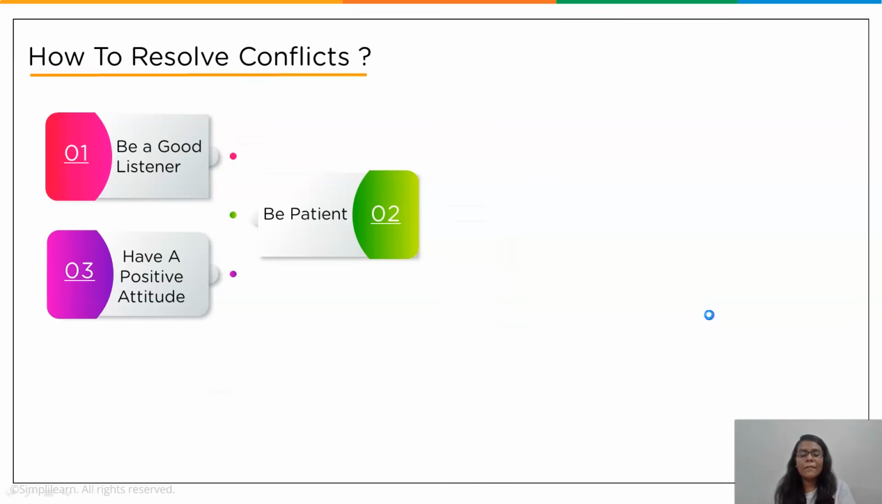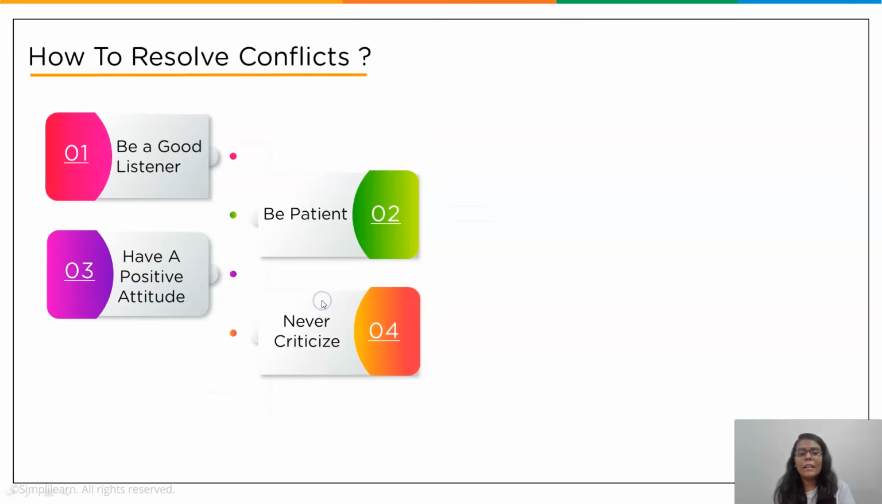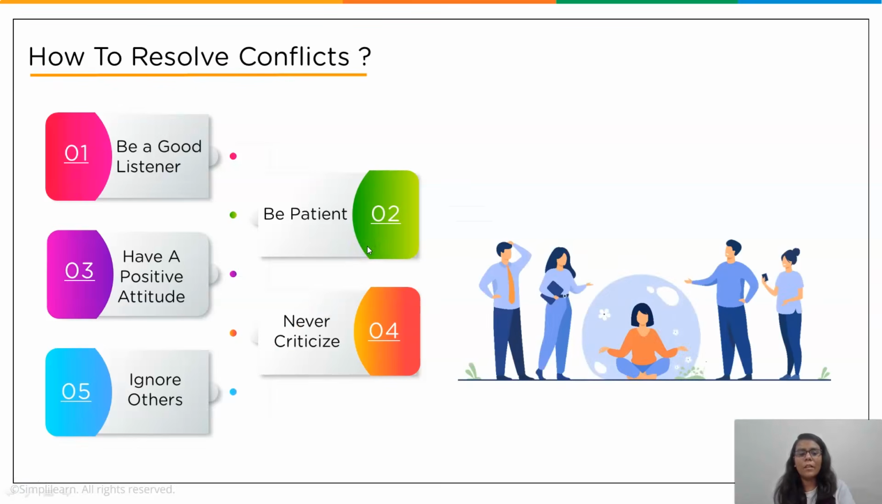Fourth is never criticize. Now, one should be made aware of his or her responsibility and the process, making them realize where they are wrong in a polite way rather than initiating strict actions or making fun of them. So one should aim to correct them and avoid the same hindrance in future rather than punishing or criticizing them. Next is ignore others.